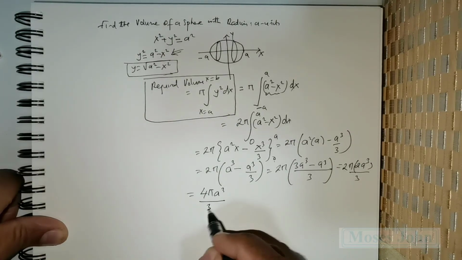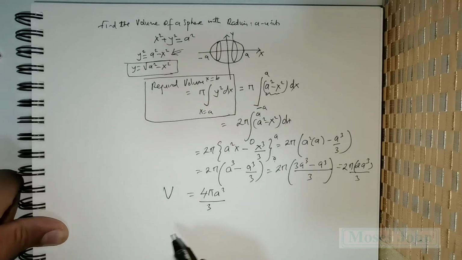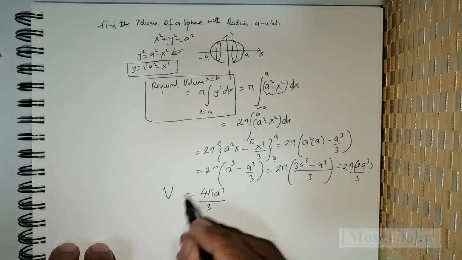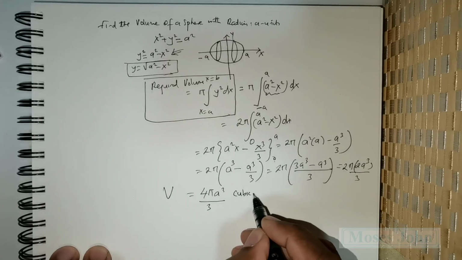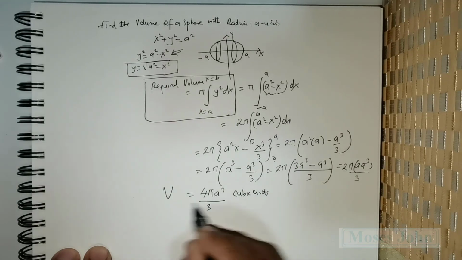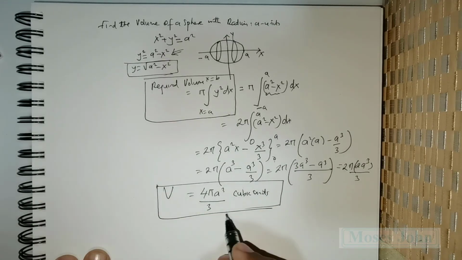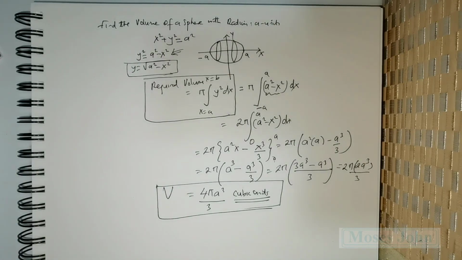cubed divided by 3. This is the famous volume of the sphere equation or formula, and you have to write here cubic units. That's important because we are dealing with the volume. Without the units, the solution is not complete.